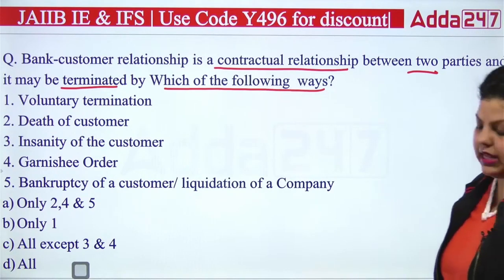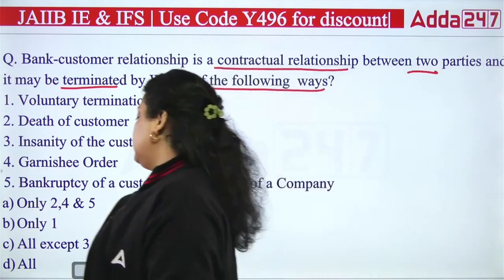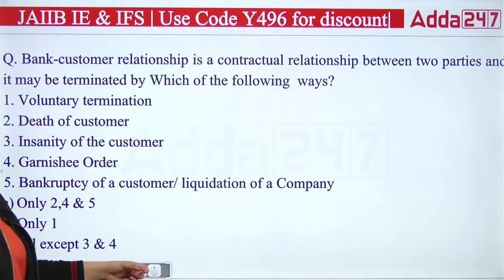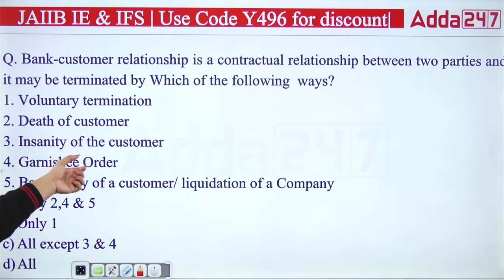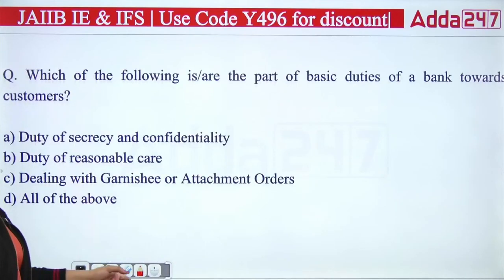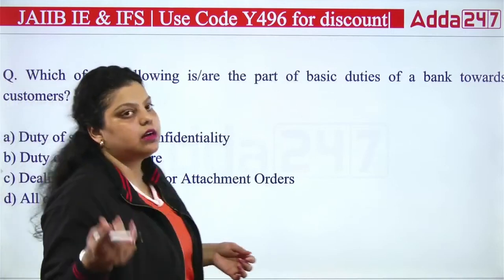Okay, and the right answer here will be all. All are the ways by which the relationship can be terminated. It can be voluntary, it can be in case of death of a customer, insanity of the customer, garnishing of order or bankruptcy of a customer, liquidation of a company. So the right answer will be D. All are the ways by which the contractual relationship can be terminated between a bank and a customer.